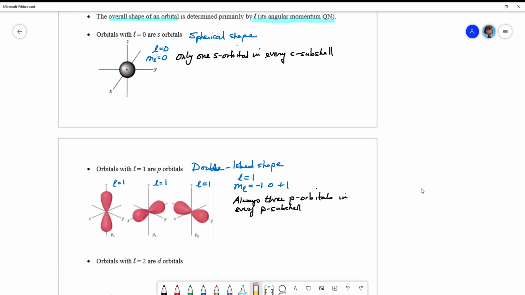So the first p orbital has its two lobes lying on the z-axis. The second p orbital has its two lobes lying along the x-axis, and the third p orbital has its double lobes lying directly along the y-axis. In other words, these three orbitals each have a different orientation. So we always have 3 p orbitals in every p subshell, each with a different orientation.